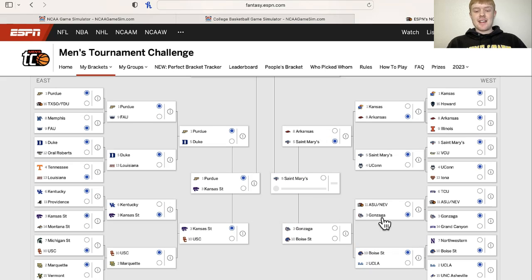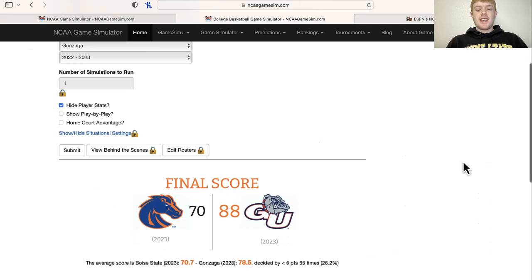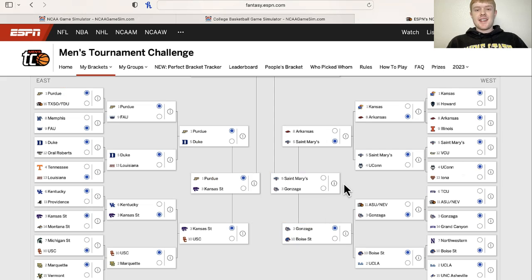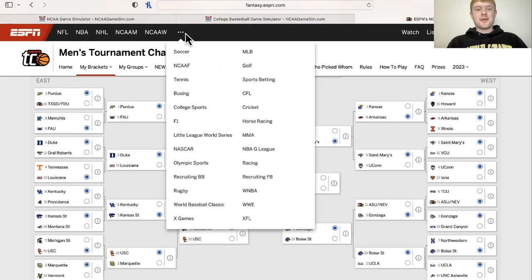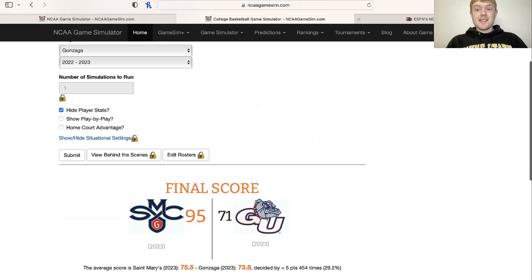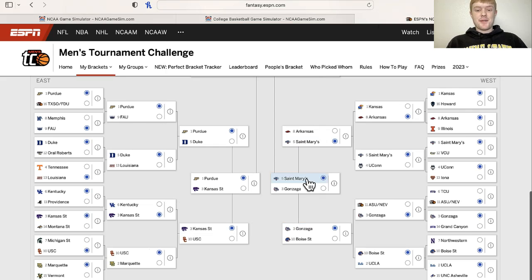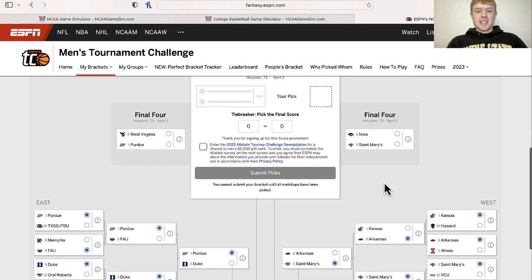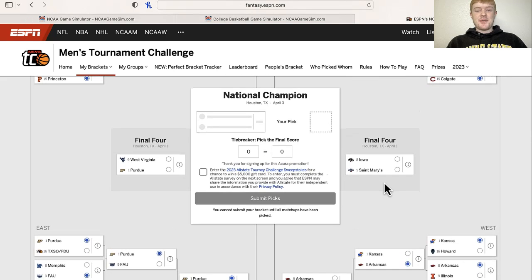Will they face their rival Gonzaga, or will Boise State spoil their hopes? And we're going to get a 4th matchup between Gonzaga and St. Mary's, and now we'll see who moves on to the Final Four. And so St. Mary's beats Gonzaga by a lot to move on to the Final Four. So they're going to play Iowa. And now let's move on to these Final Four games.